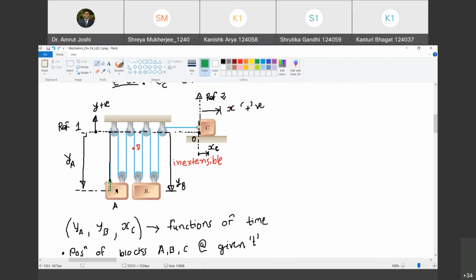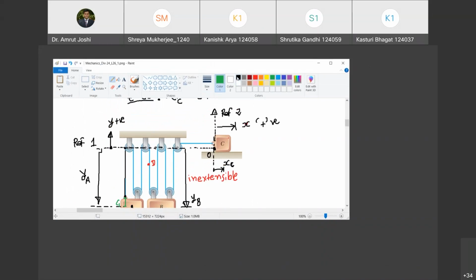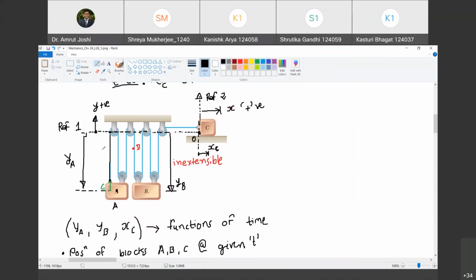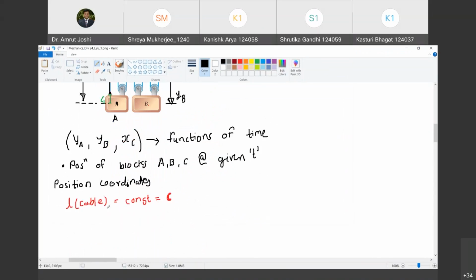It won't change. So can I call it C1? Yes, sir. So what is the length of this cable which is marked in black? I am now going to follow a color code. So tell me what the length I have marked in black is. Is it YA minus C1? Yes, sir. Okay.